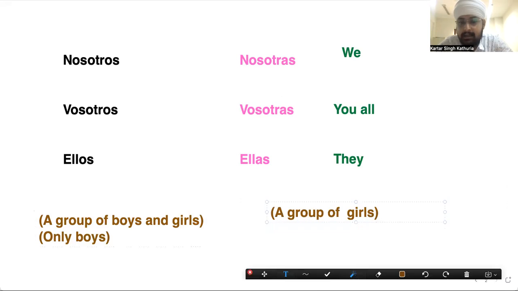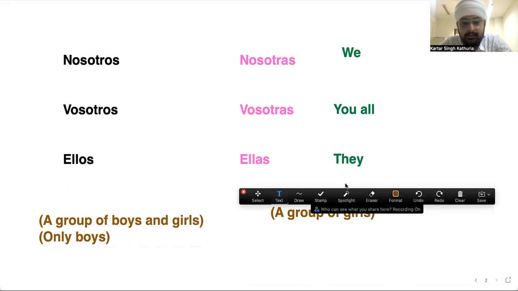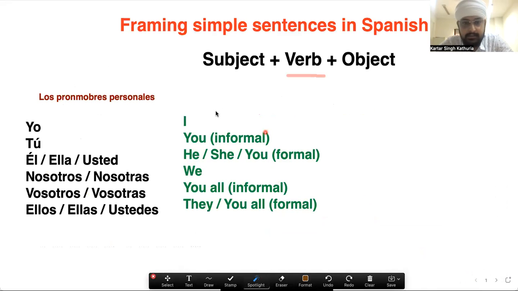Even if there are 99 girls and one boy, then we will use nosotros, vosotros, ellos. And here, only and only a group of girls. I hope that makes sense and that's clear. So these are personal pronouns.